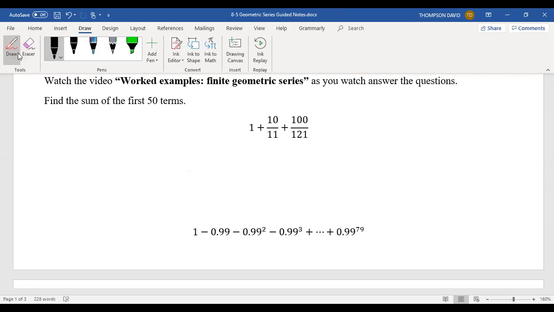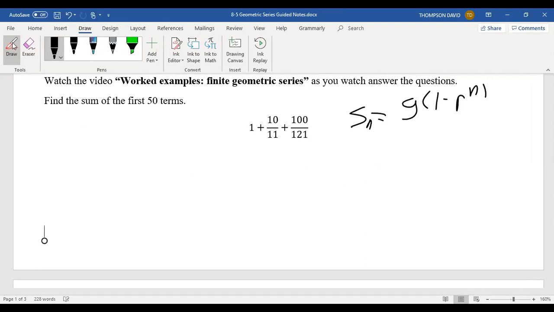In our next example, we're asked to figure out the sum of the first 50 terms. So in a geometric sequence, the most important part is the formula. So we have Sn equals G1 times (1 minus R to the n) all over 1 minus R.